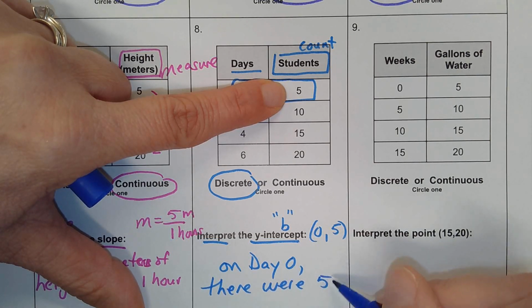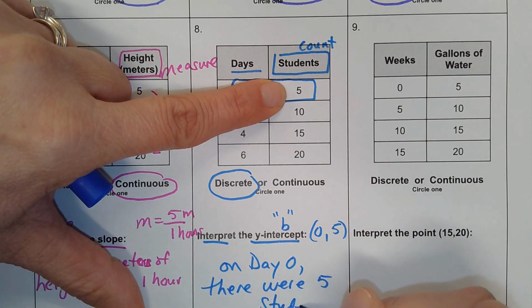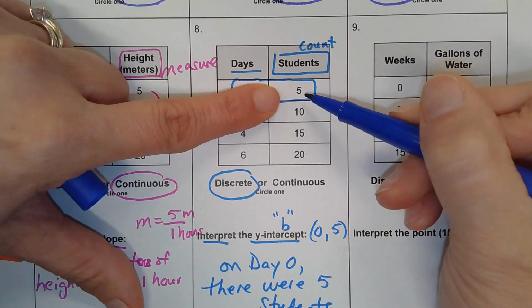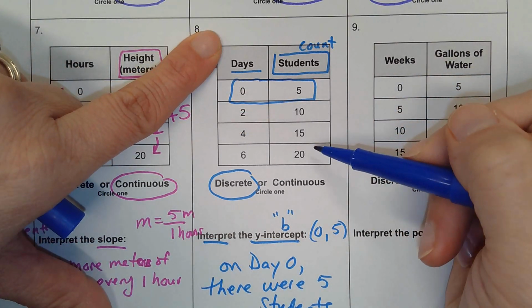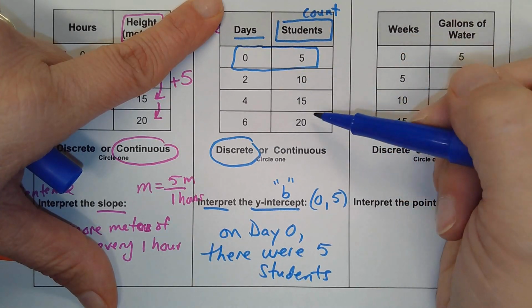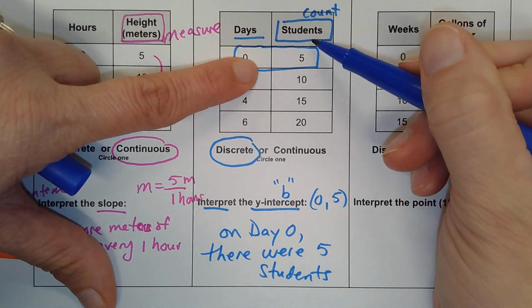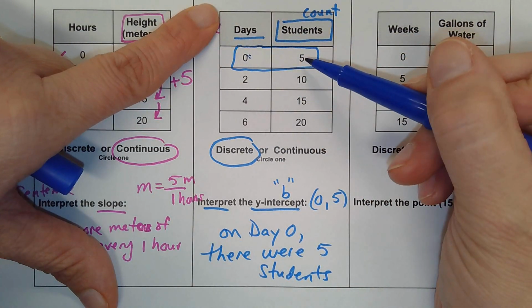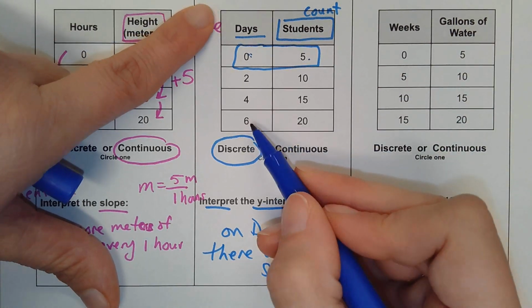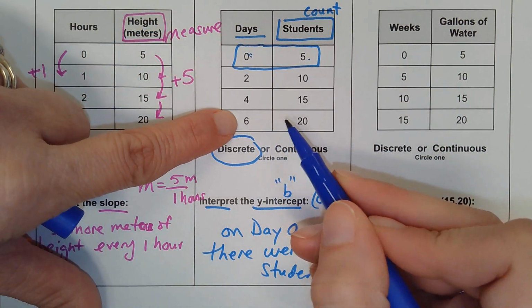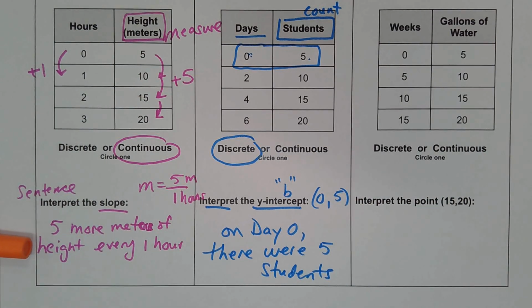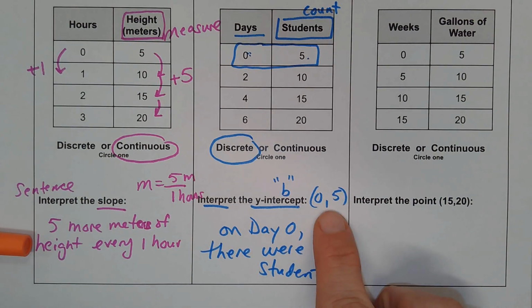there were 5 students. Were there 5 students every day? No, we don't say every. We just say, on this day, there were 5. How many students were there on day 6? There were 20 students. That's how you interpret a point.